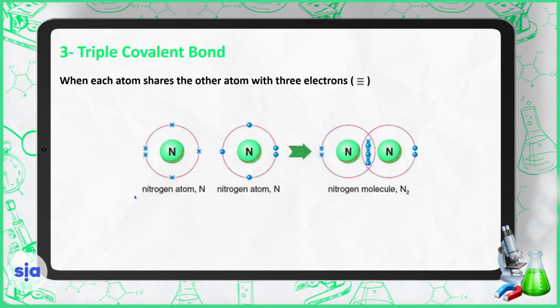Here is a nitrogen atom. 1, 2, 3, 4, 5. With 5 electrons in the outer energy level. When they react together, they will share 3 electrons together in order to fill the outer energy level with 8 electrons. Can you notice that atoms, when they share electrons, form covalent bonds between non-metals?